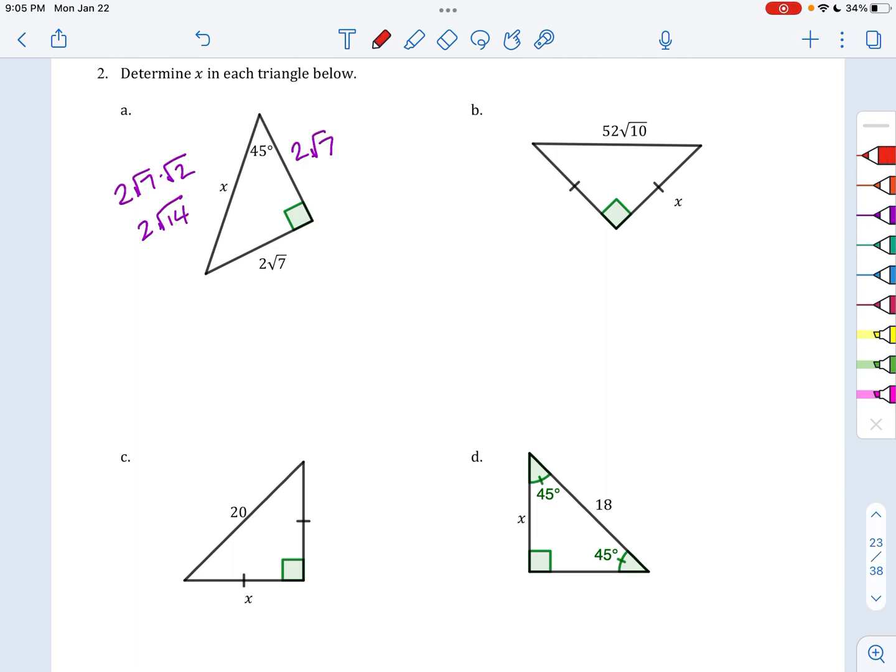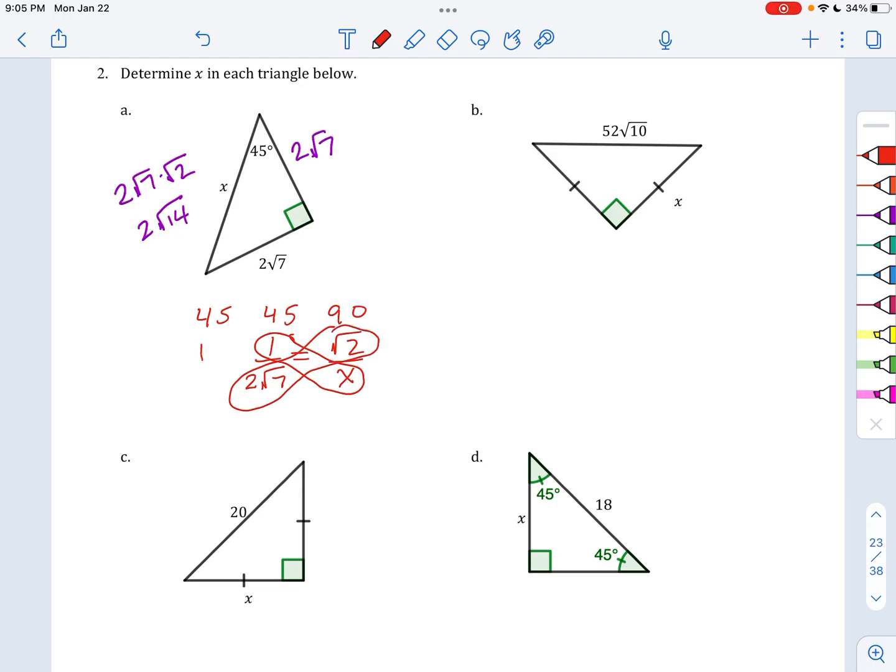Now that we've gotten to a just slightly more complicated one, I do just want to show you that you can still continue to use the proportion method we talked about in class. You can set up your 45, 45, 90 ratios, which are 1, 1, root 2. And you can put the information you have. So 2 root 7 is across from the 45. And x is across from the 90. And now I have an equation which I can solve algebraically.